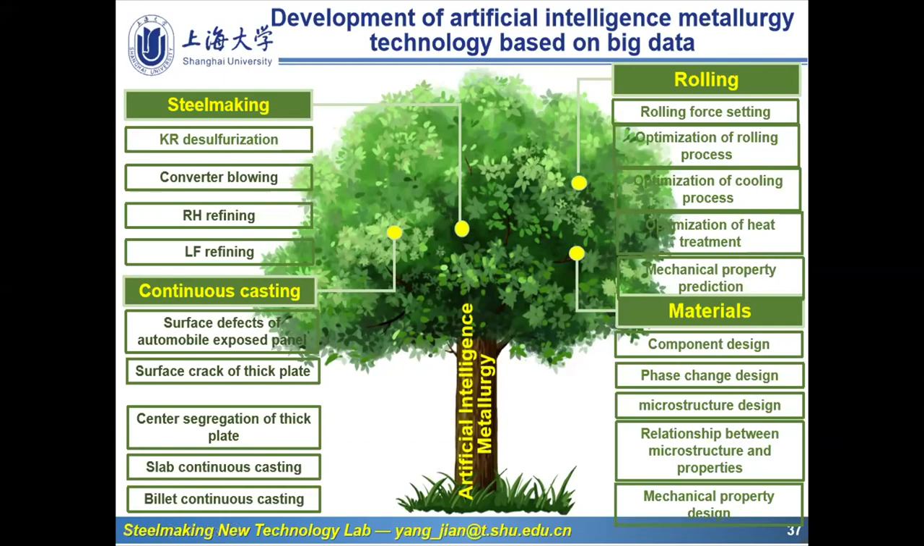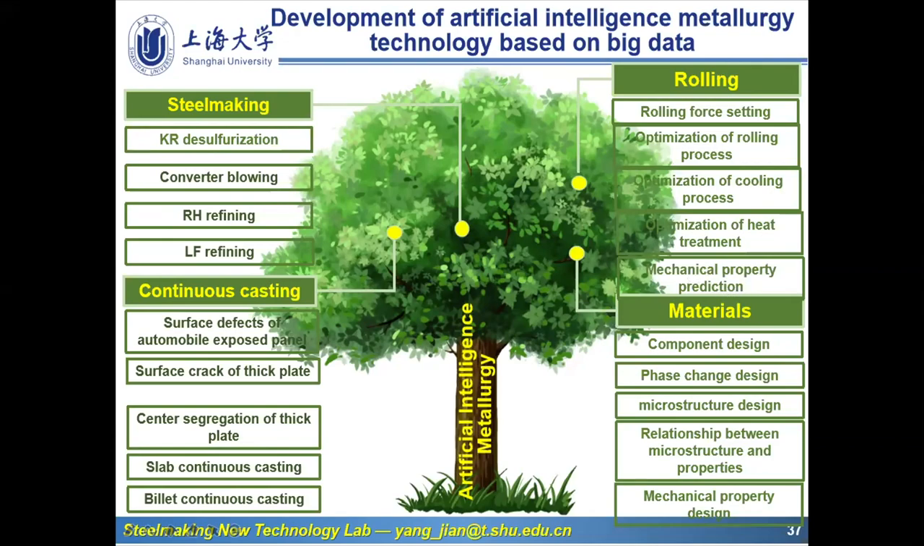And about the rolling, AI metallurgy can also deal with the rolling force setting and the optimization of the rolling process, the optimization of the cooling process, the optimization of heat treatment and the mechanical property prediction.